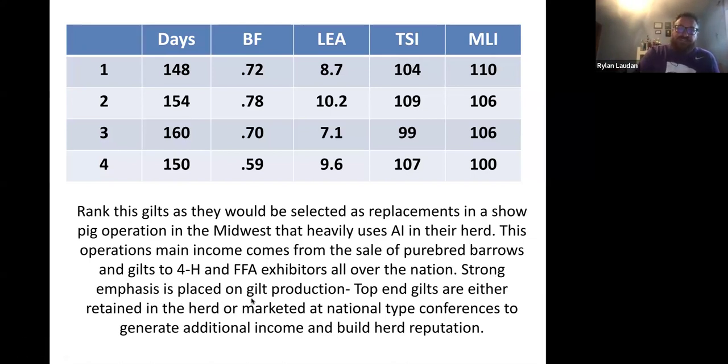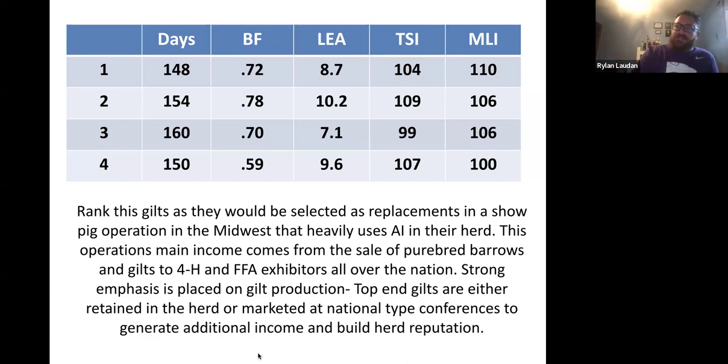Strong emphasis is placed on top production, or on gilt production. Top end gilts are either retained in the herd or marketed at national type conferences to generate additional income and build herd reputation. Essentially what that means is the best gilts are going to be kept. So say you have 4 really, really good gilts in a litter. We're going to keep 2 of them back at the farm and we're going to show 2 of them and sell them at a big national show, to build up our reputation.